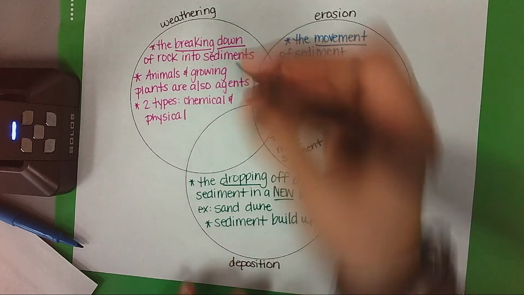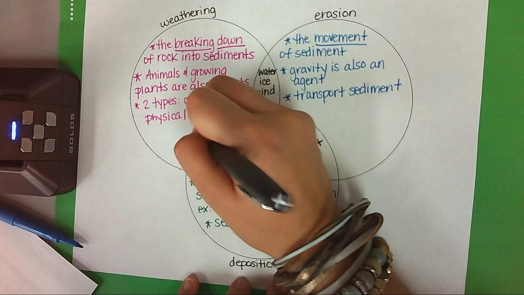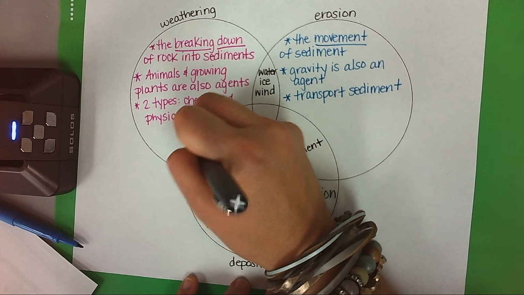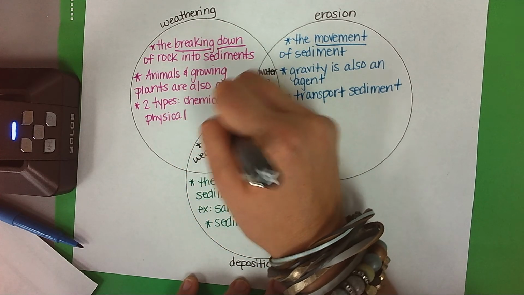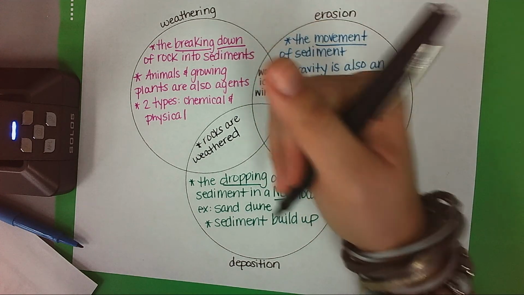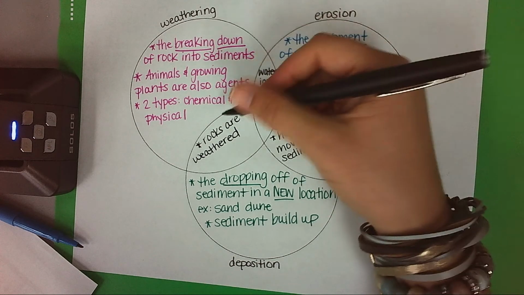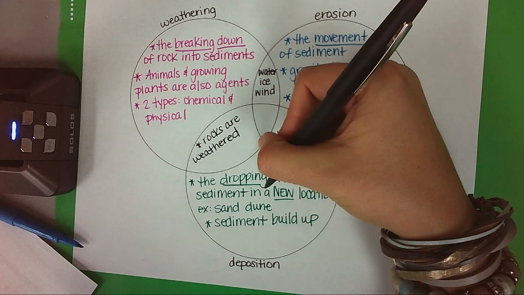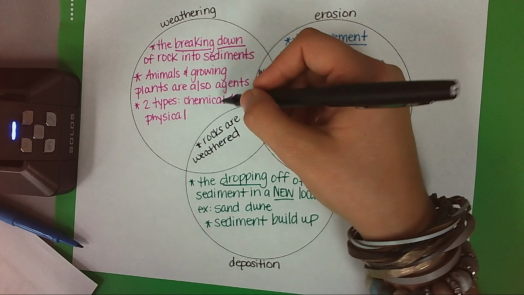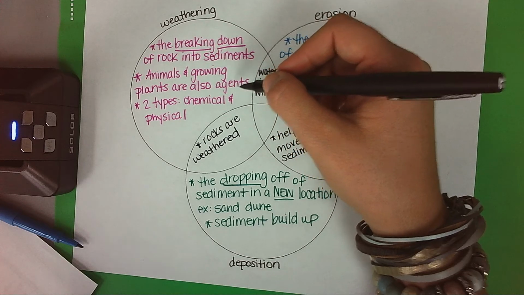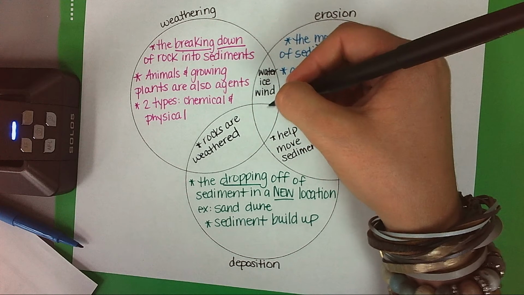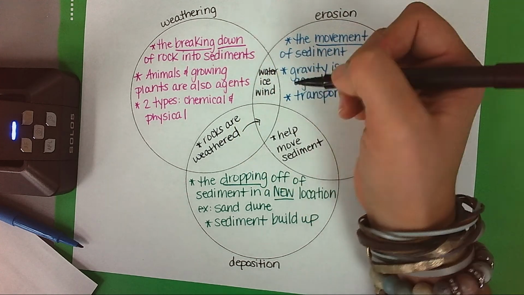And what do weathering and deposition have in common? The rocks are weathered. This one was kind of tough because weathering is the breaking down of rock and deposition is the dropping off of rock. So what do they have in common? This rock that has been deposited is already weathered. In weathering, it gets broken down through either chemical or physical processes. So they have in common that those rocks are weathered, which could also go in this section as well.